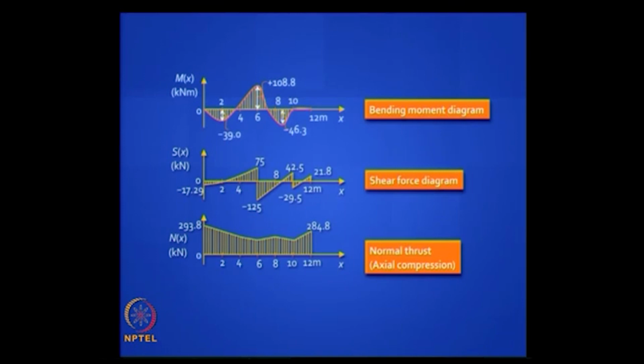You can plot the bending moment diagram, the shear force diagram, the normal thrust diagram, the rough shape, that is all we want. We want a rough shape, and we want to know the maximum hogging moment and the maximum sagging moment and the location of it. Is it clear? So I am not going through this exercise in detail because you have already done this for a 3 hinged arch, it is similar. Is it clear? So we are done with arches.